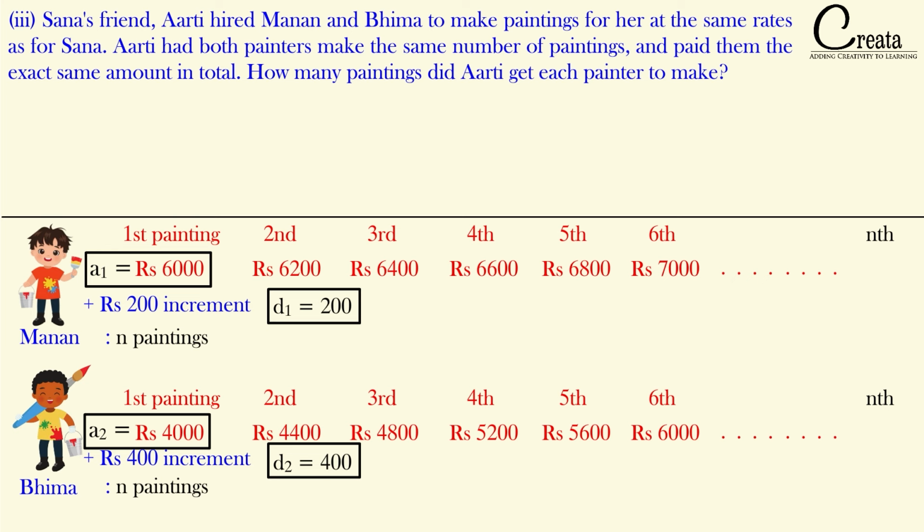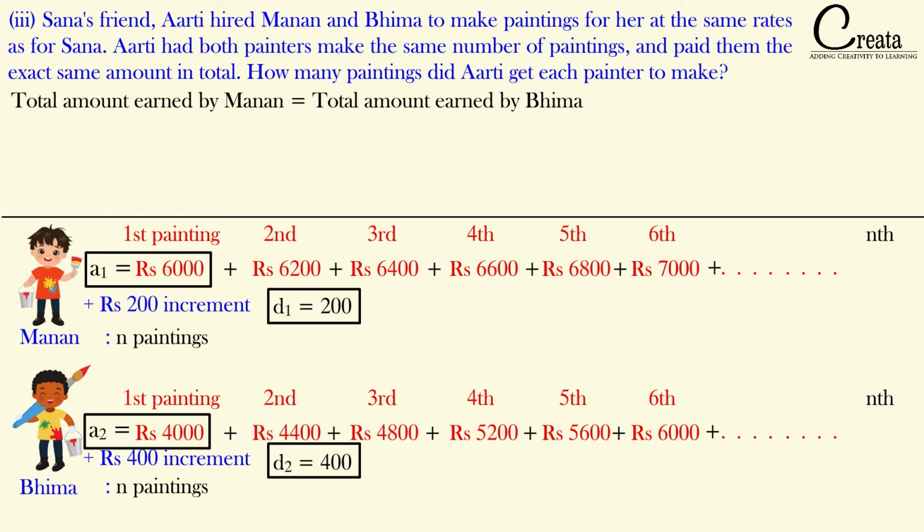Here in the question it is given both get exact amount of money. That is, if we add all the amount for each painting for Manan, the addition of all the money will be equal to the addition of all the money in case of Bhima. In the question the hint is given: the total money that Manan will get is equal to the total money Bhima will get. It means the sum of the arithmetic progression series of Manan will be equal to the sum of the arithmetic progression series for Bhima.